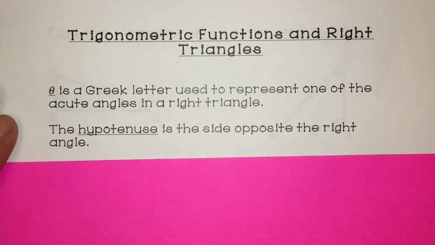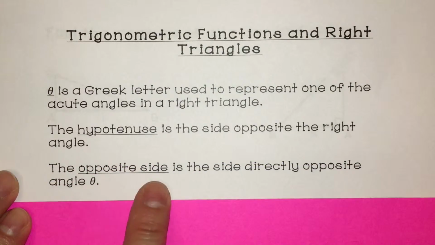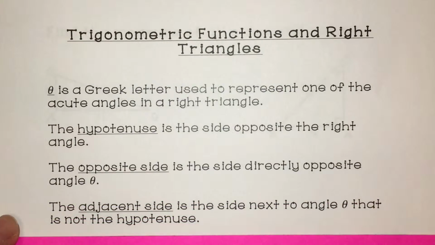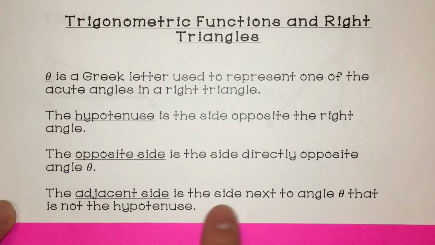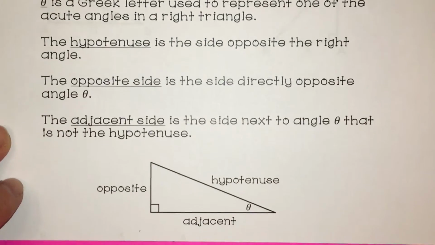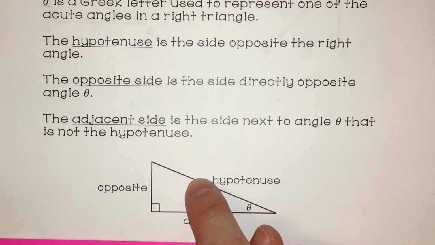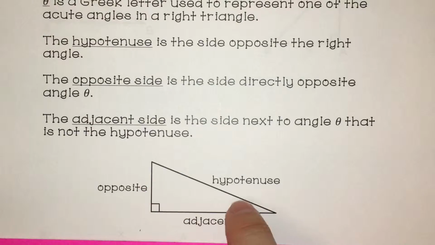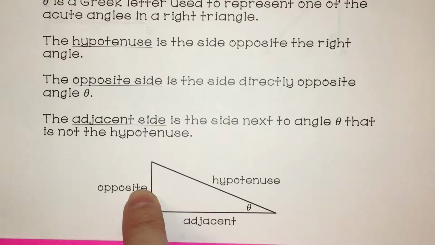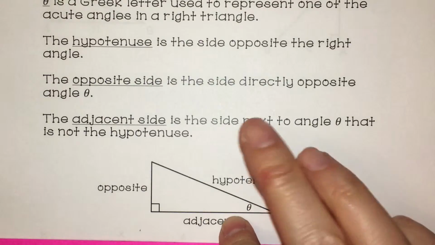The hypotenuse is the side opposite the right angle of your triangle. The opposite side is the side directly opposite angle theta, and the adjacent side is the side next to angle theta that is not the hypotenuse. So I'm just going to show you an example. If we have angle theta, we know the hypotenuse is always opposite your 90-degree angle. The opposite side is the side directly opposite angle theta, and adjacent is the side next to angle theta that is not the hypotenuse.